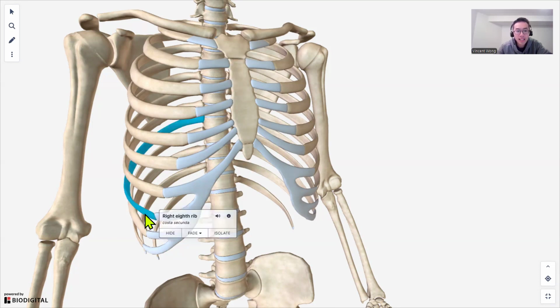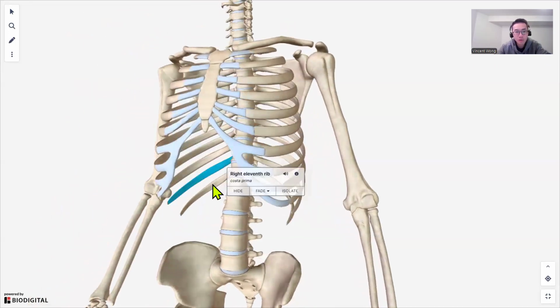Starting with number eight, you can follow the cartilage. The cartilage of number 8 actually connects with the cartilage of number 7 before going to the sternum. Number 9 and 10 do the same thing. So if you're writing, listen: 8, 9, 10, their costal cartilage attaches to the cartilage of number 7 instead of going to the sternum directly.